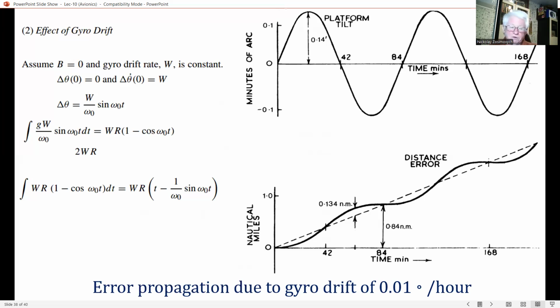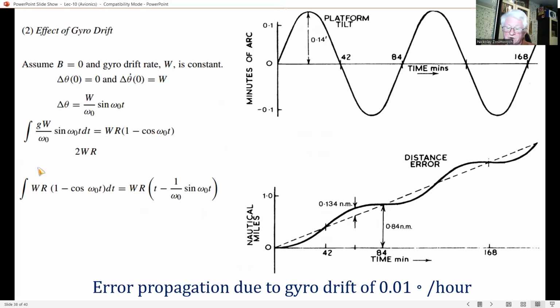In this case, the velocity will be transformed as the integral from 0 to t of gW over omega naught times sine omega naught t dt, that gets us W times radius times (1 minus cosine omega naught t). The velocity error thus oscillates between 0 and 2W times r.